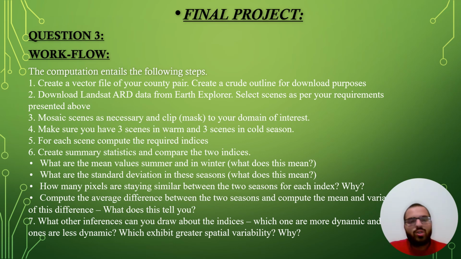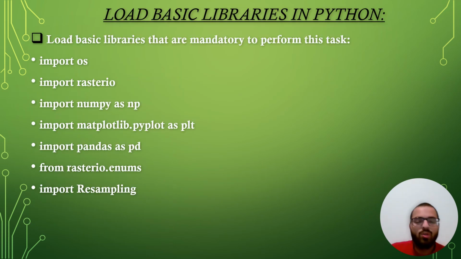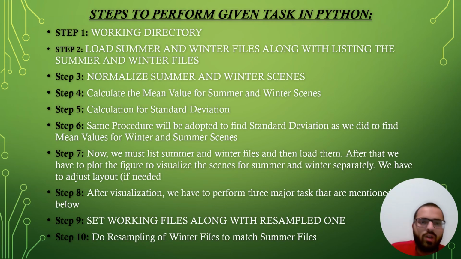Here we need to compare the seasons, the winter and the summer season. We need to download Landsat ARD data. Again, this data is too heavy for me to make a zip and upload, so I couldn't upload this data, but I uploaded the coding and what I did. So these are some basic libraries. The new one is to import resampling because we need to do the resampling for the winter season. So head on towards what I did.